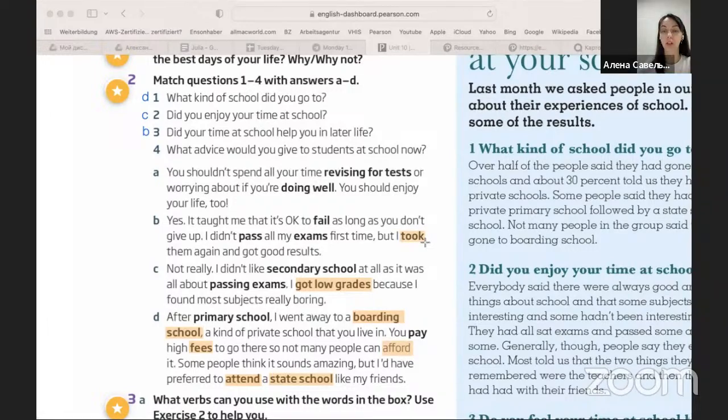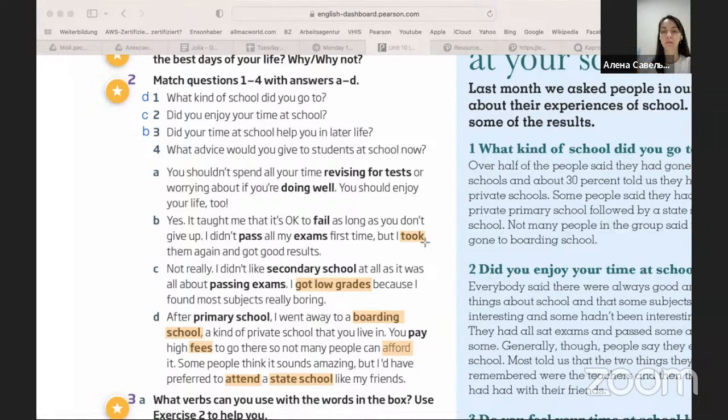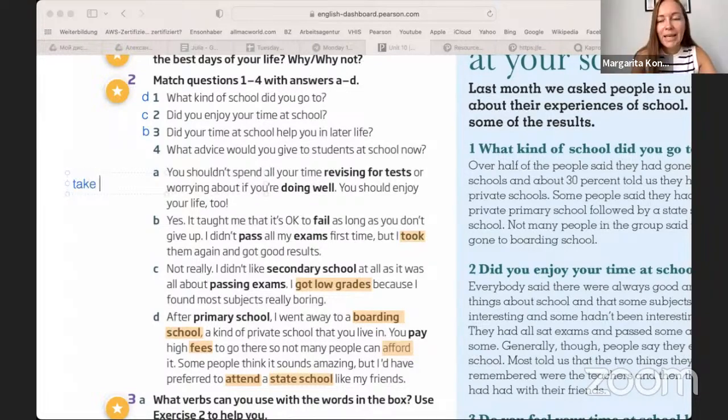Yes. He passed. Okay, so when you go and take an exam, what does it mean? I passed my exam. No, not yet. So you take an exam. That means you go and do the test.